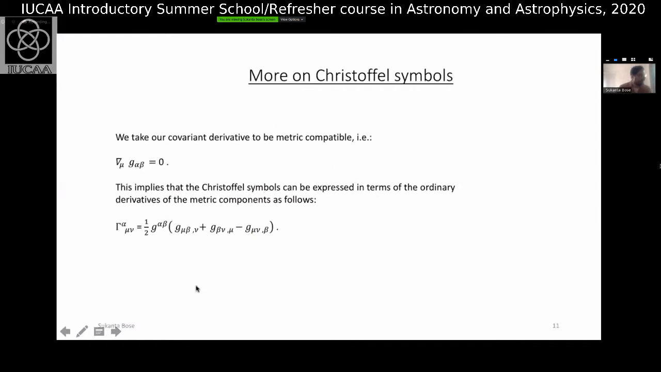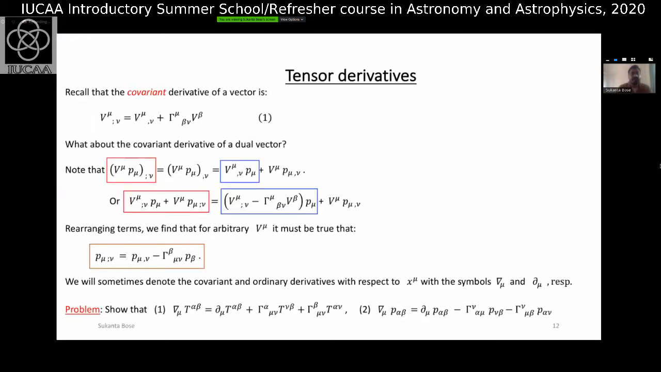Okay, I have, I think, one more minute. So let me show you one more property and then we will end. This is the definition of the covariant derivative of a vector. You understand that it is the ordinary derivative and a term containing the Christoffel symbol.